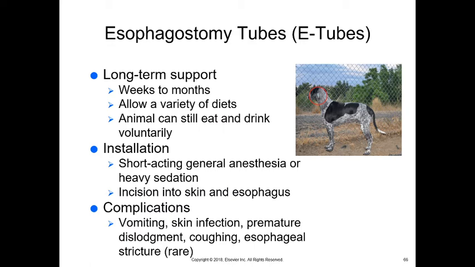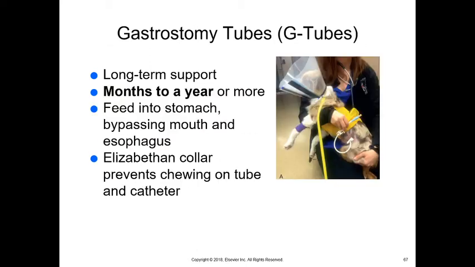Some complications from inserting this tube: vomiting, skin infection, premature dislodgement, so if we want to put an e-collar on this pet so he's not scratching it out, coughing, esophageal stricture, so that anytime we cut or damage the esophagus can scar down and become very small. That's called a stricture, and that can cause problems.